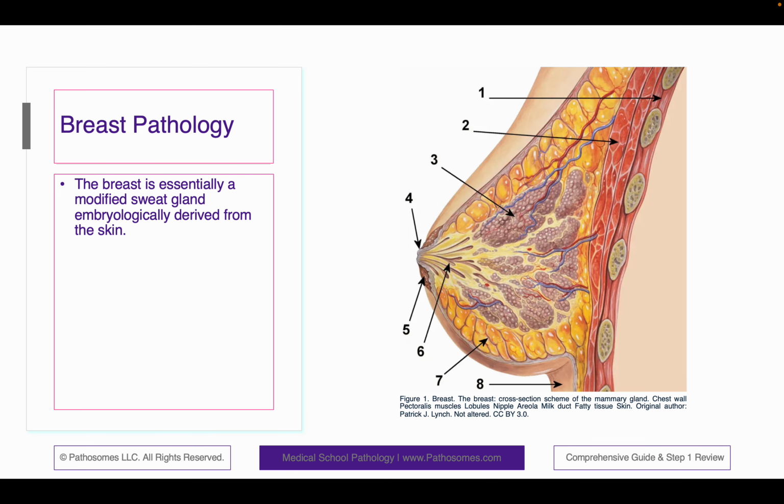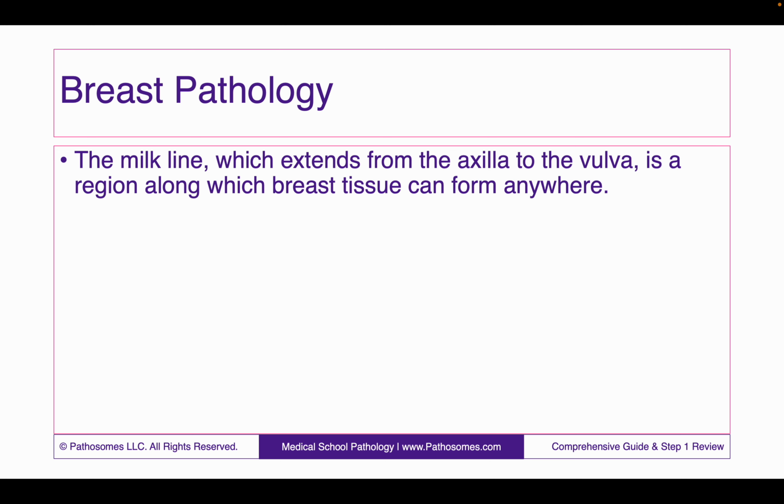Breast pathology. Now, as you know, the breast is essentially a modified sweat gland. You'll be asked that. And it's embryologically derived from the skin. This cartoon depicts some particular anatomy from the breast that you should be aware of. Possibly all of these things, but for sure you should be able to point out the ducts and the nipple, the areola, skin, etc.